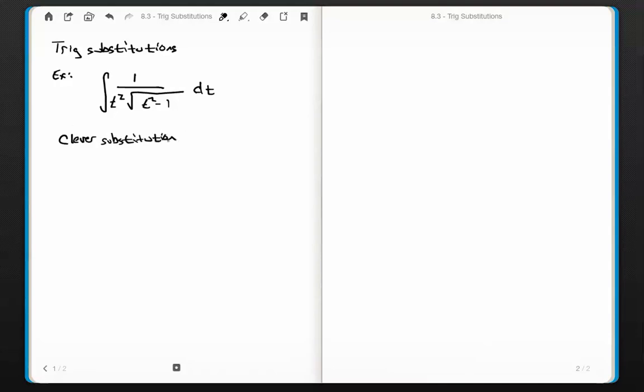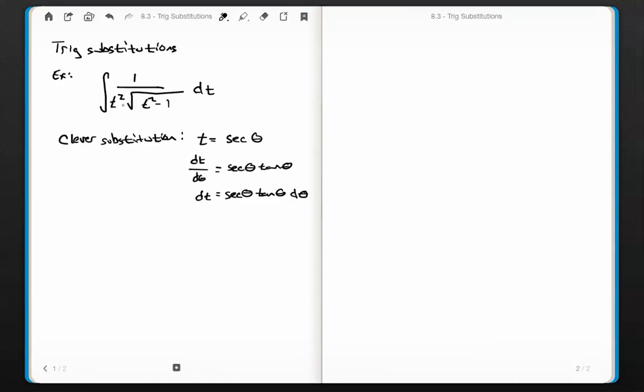And this is going to seem like magic, but I'm going to explain it after you see how it works. And I'll show you the trick first. I'm going to say that t equals the secant of theta. Right now you might think, what the heck, why would you possibly do that? And then as usual, we say dt d theta. The derivative of secant, remember, is secant tangent. And so that means dt equals secant theta tangent theta d theta.